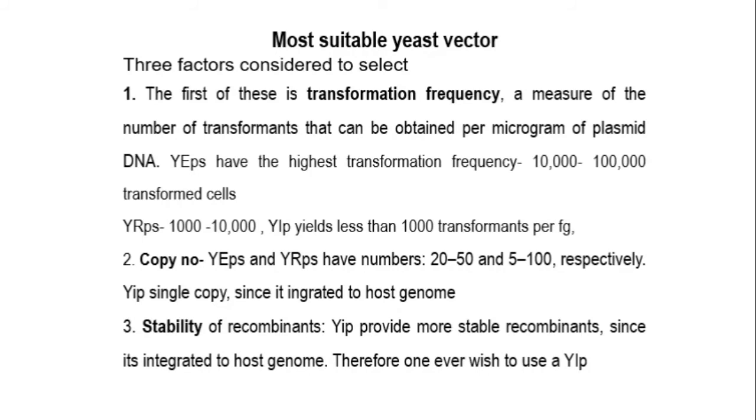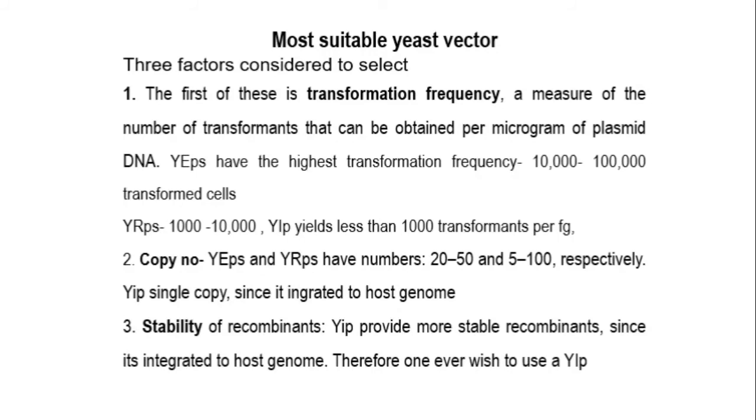The second factor is copy number. YEP has 20 to 50 copies per cell, and YRP has 50 to 100 copies per cell. YIP, the yeast integrative plasmid, will integrate into the host chromosome. That's why only one copy will be present in the host cell.